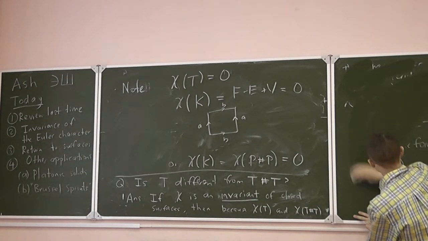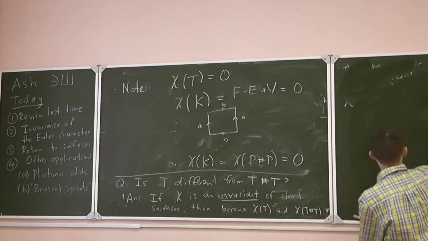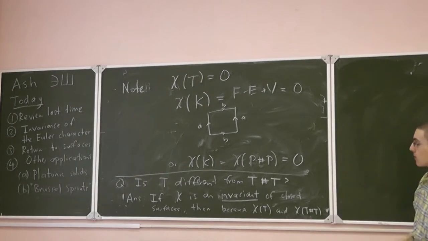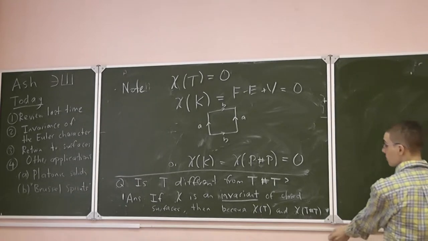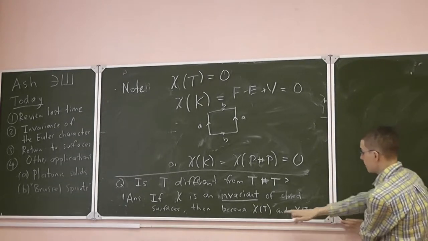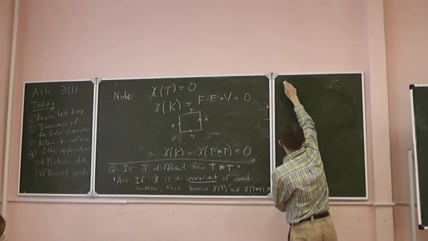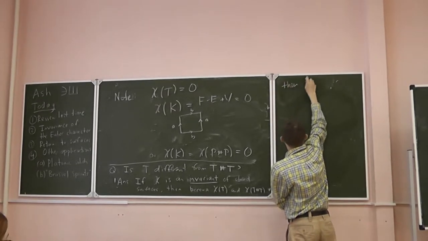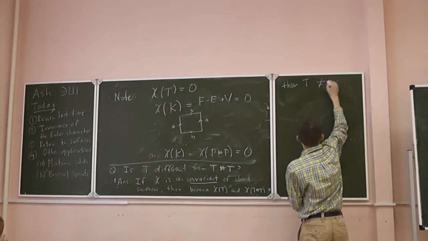I'll explain what that word means. If an Euler characteristic is an invariant of closed surfaces, then because these two are different, then T is not the same as T.